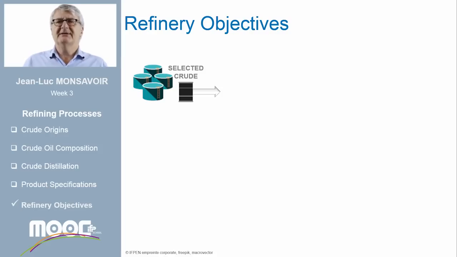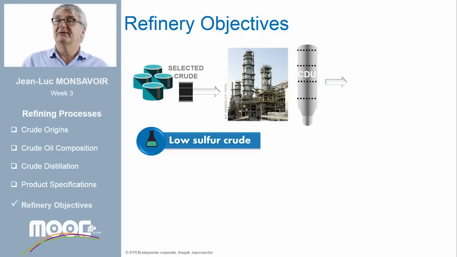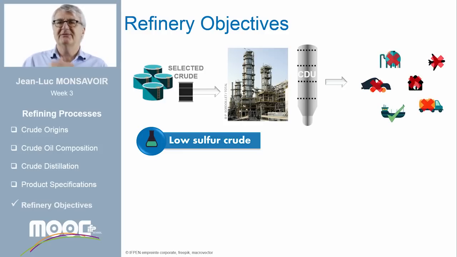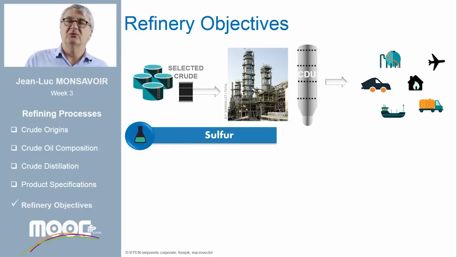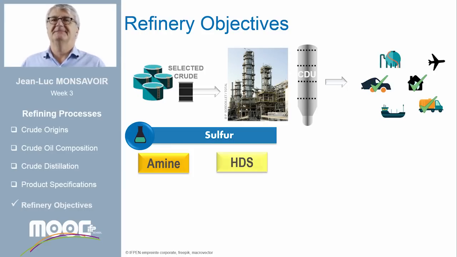Of course, by the selection of crude oil, you can improve the quality of the products. For instance, by selecting a low sulfur crude, you can improve the sulfur content of the products. But in many cases, this is not enough. And you need to treat the different cuts from the distillation unit in dedicated refining units to improve the specifications. For example, to decrease the sulfur content of the products, we treat the gases from C1 to C4 in an amine unit to remove the sulfur compounds. For gasoline, diesel and heating oil, the sulfur level is decreased in a hydrodesulfurization unit called HDS.